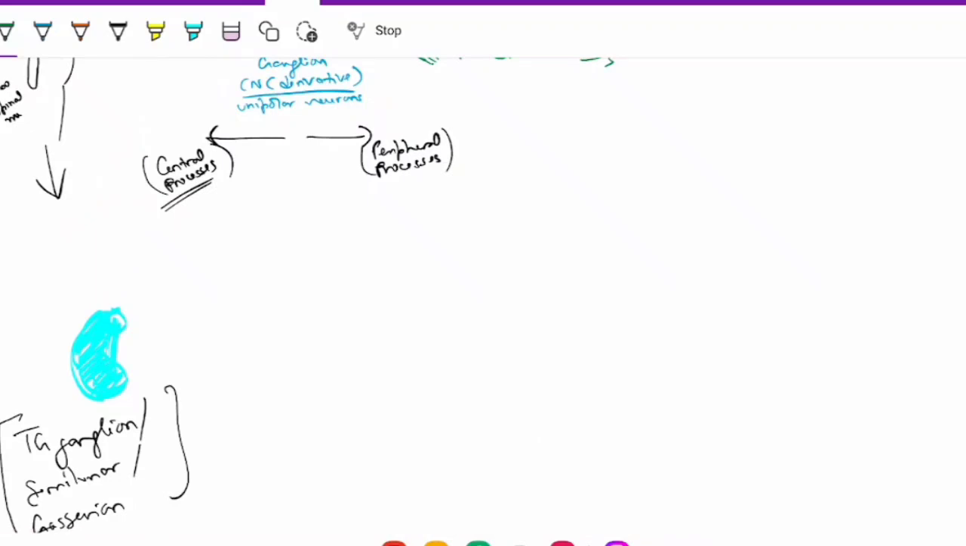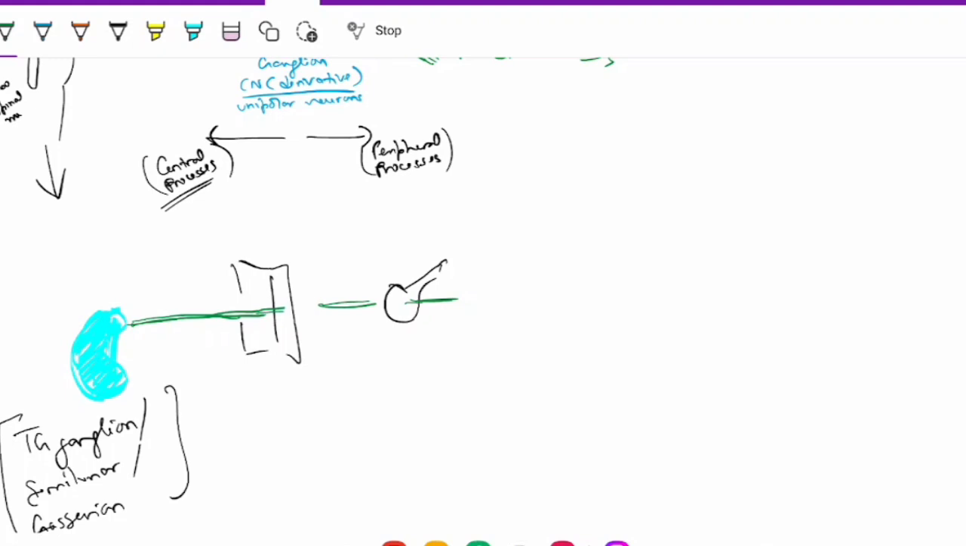Now the ophthalmic division is purely sensory in nature. It will also go through the lateral wall of the cavernous sinus, come out and go through the superior orbital fissure only, and come out of the superior orbital fissure, right?